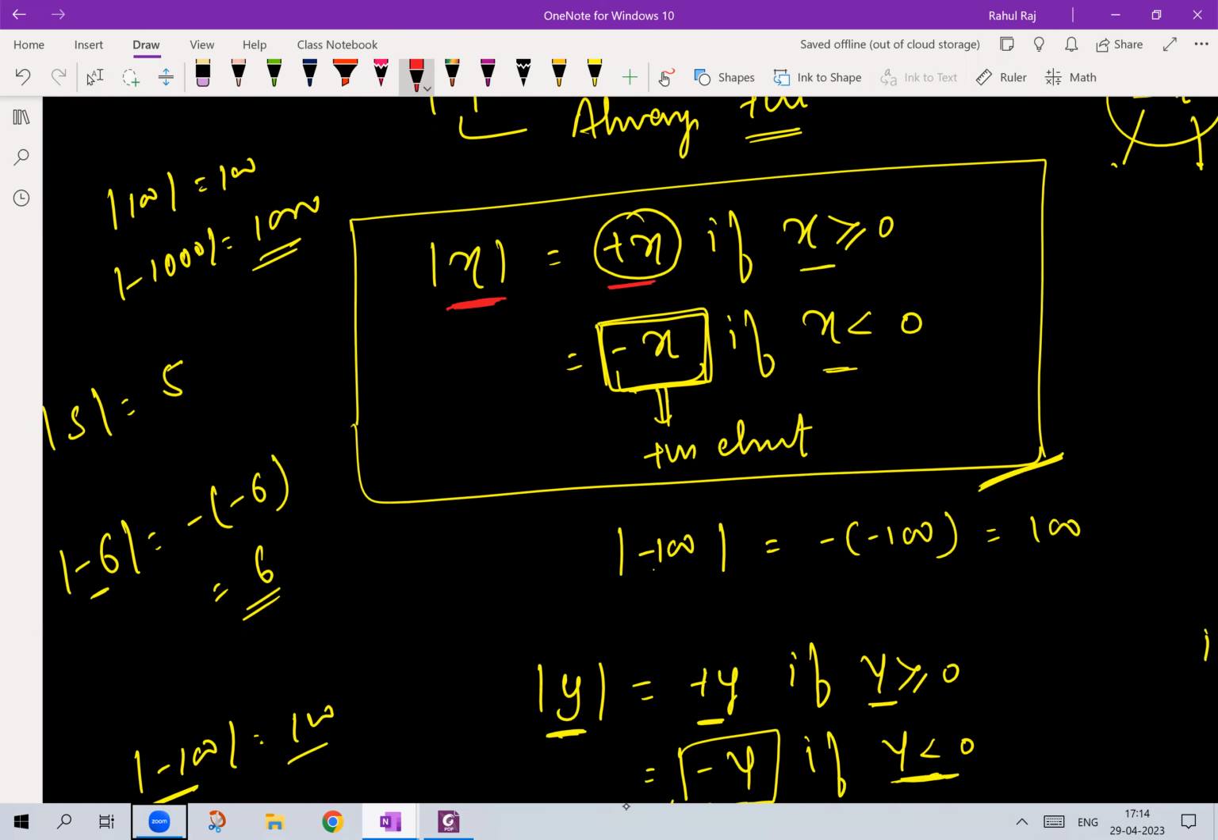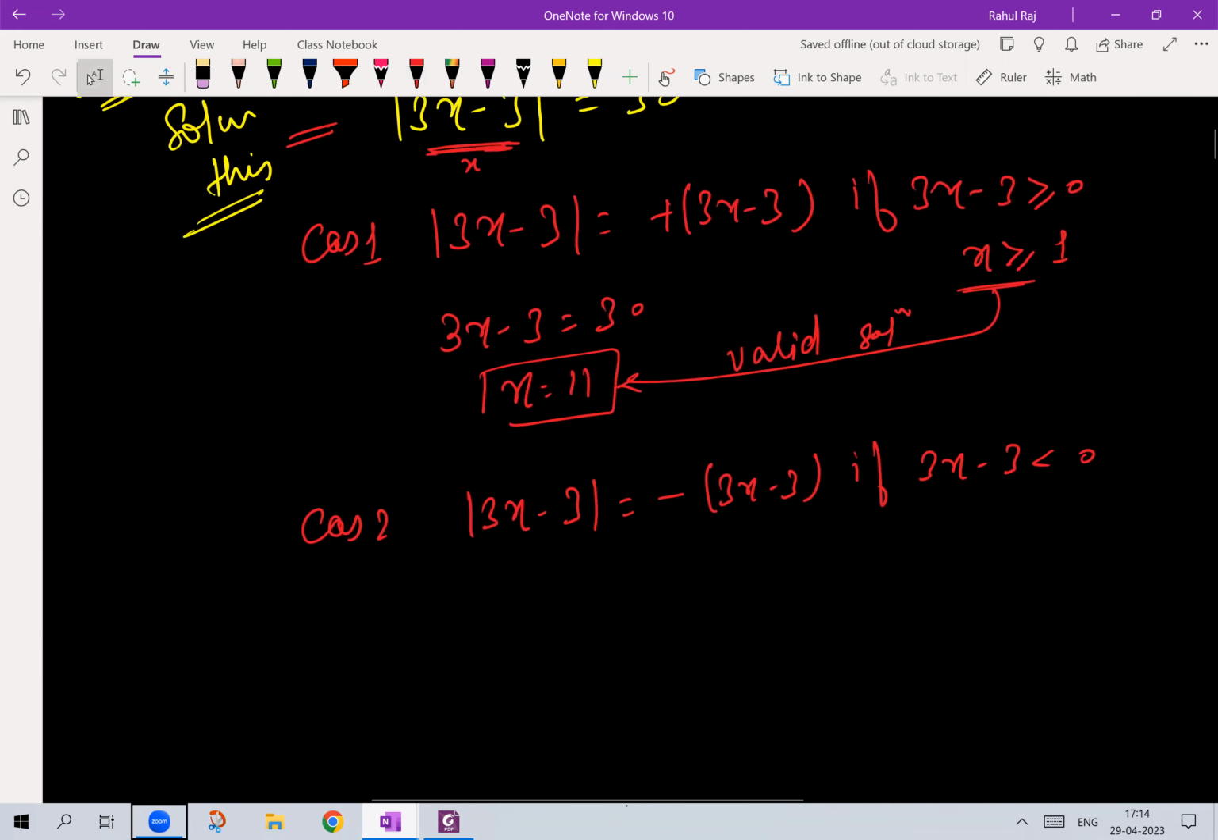Mod of x is equal to positive x if x is greater than or equal to 0. Mod of x is equal to negative x if x is less than 0. So I'm exactly using that. Now I'm using the second condition. Mod of 3x minus 3 is equal to negative of 3x minus 3 if 3x minus 3 is less than 0, that is, negative 3x plus 3 is equal to 30.